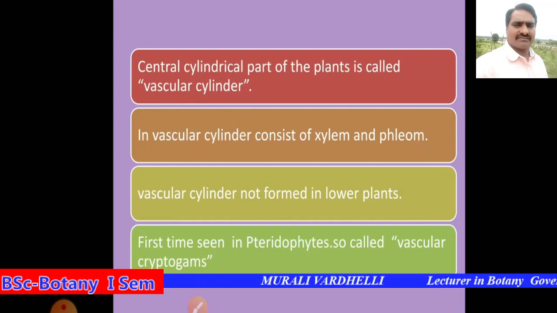Stele means the central cylindrical part of the plant root and stem. This central cylindrical part is called the vascular cylinder. This vascular cylinder is also called the stele. The stele mainly has four parts: the outer layer pericycle, xylem, phloem, and pith or medulla. These are the main parts in the vascular cylinder or stele, right?